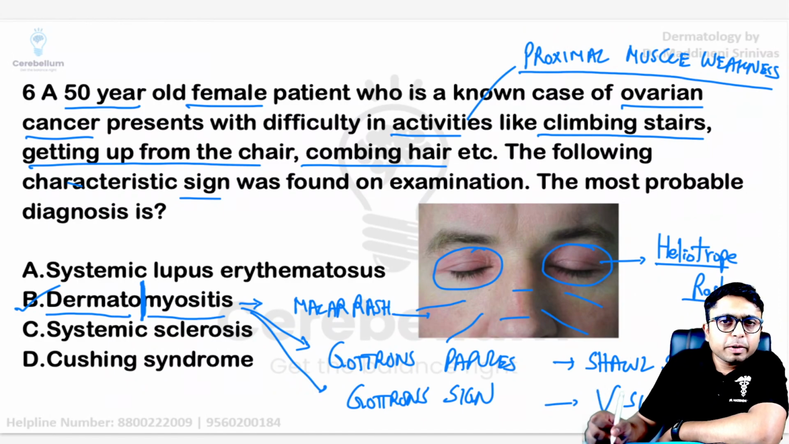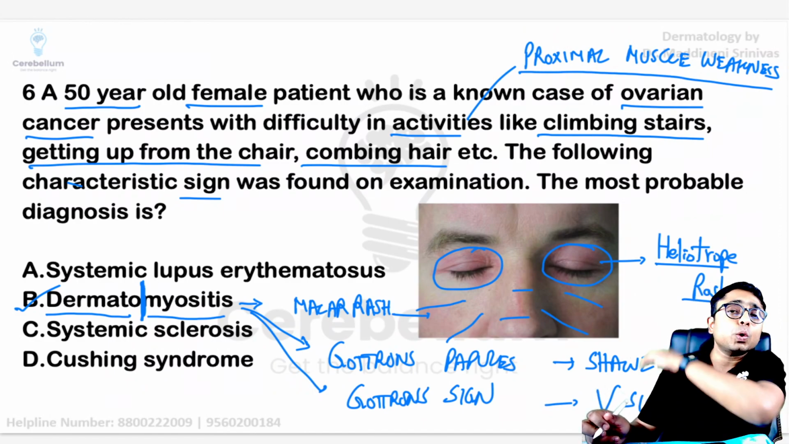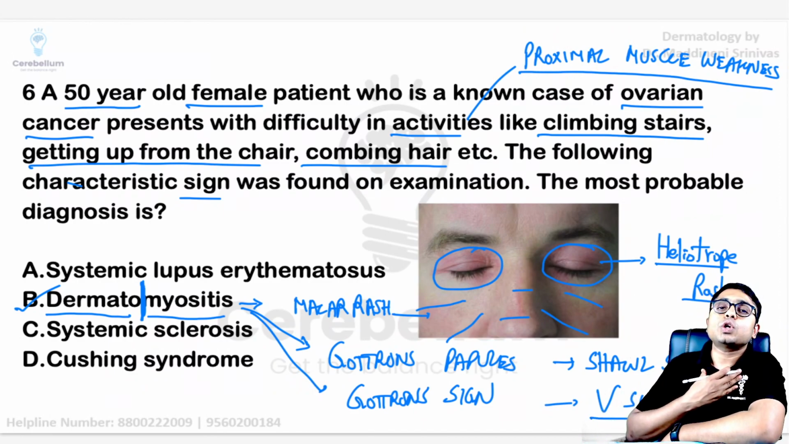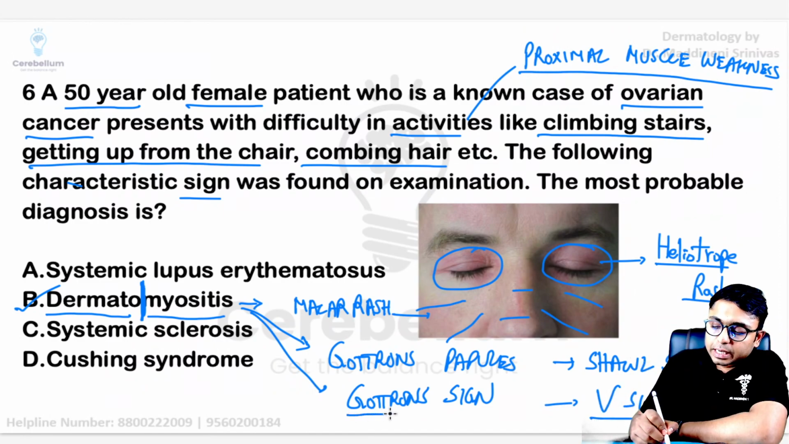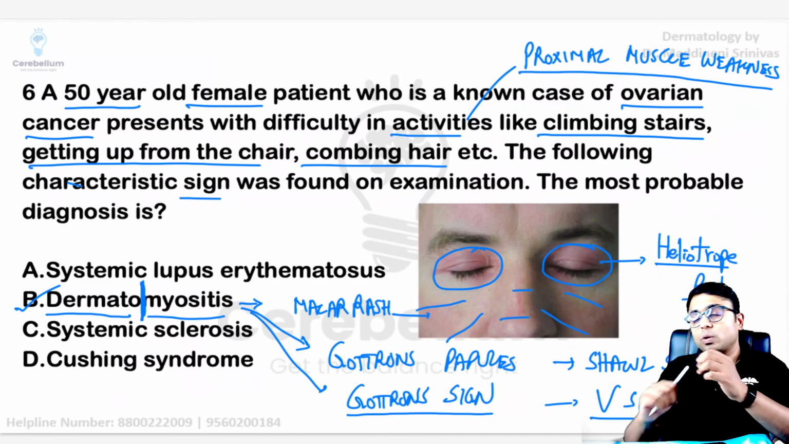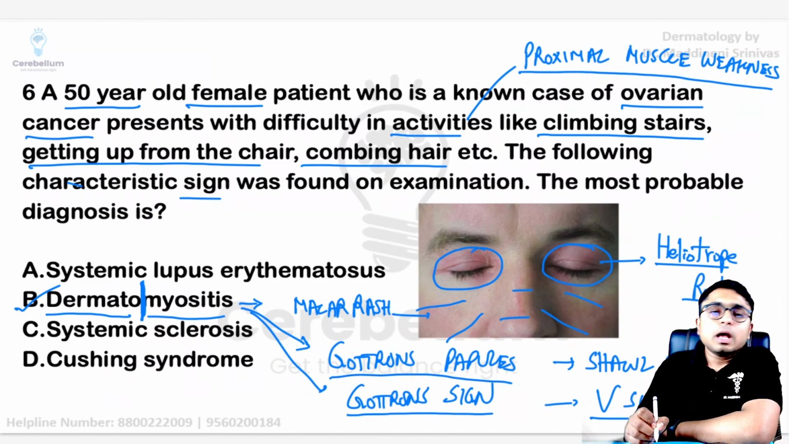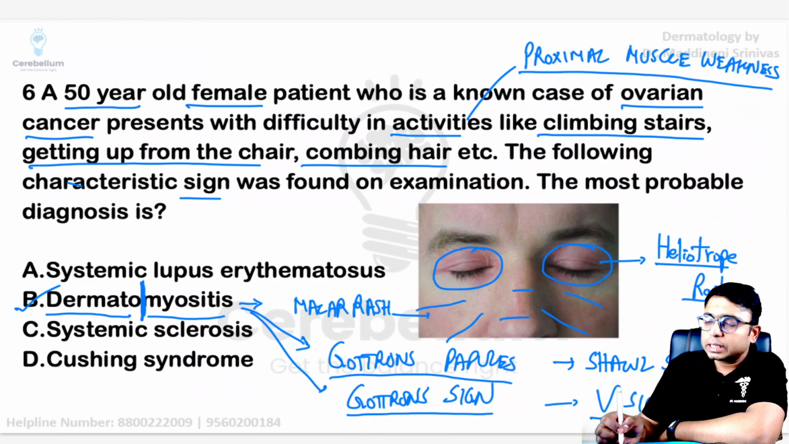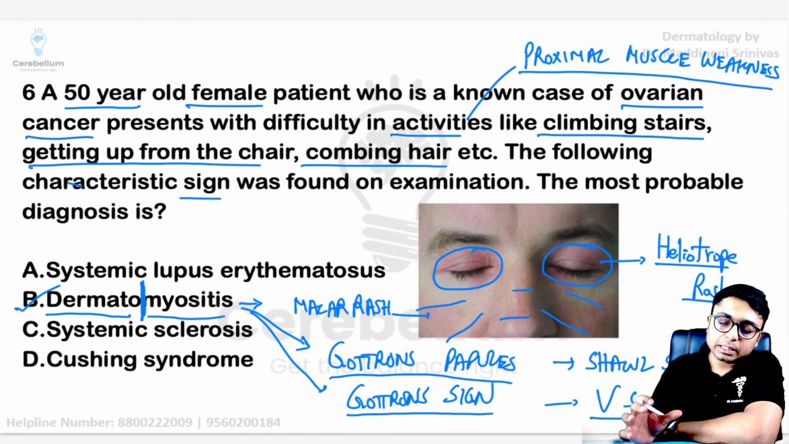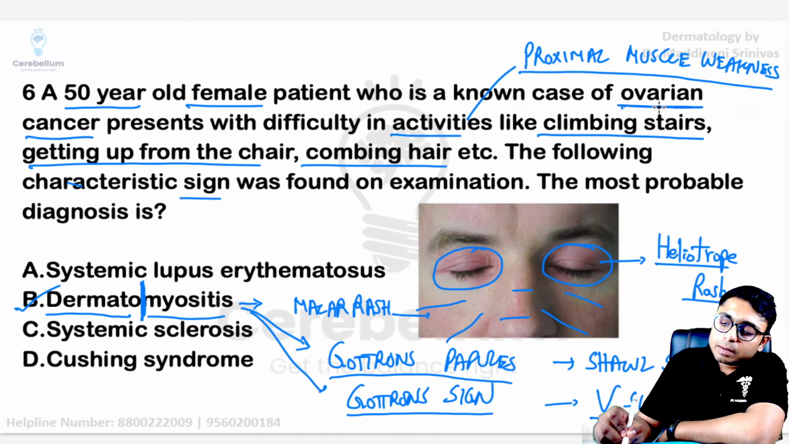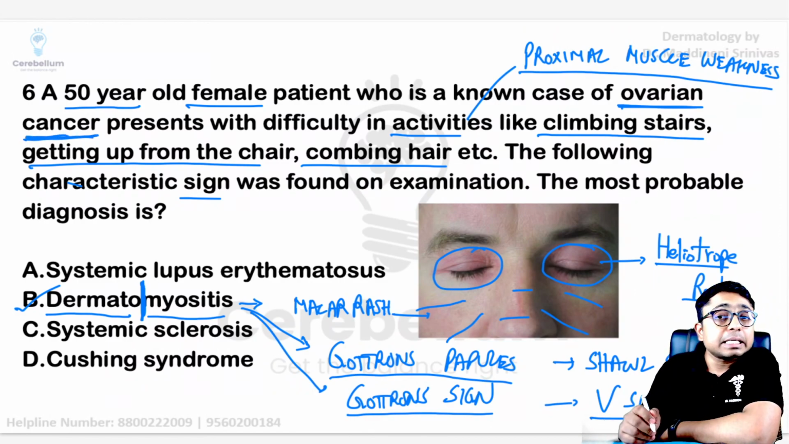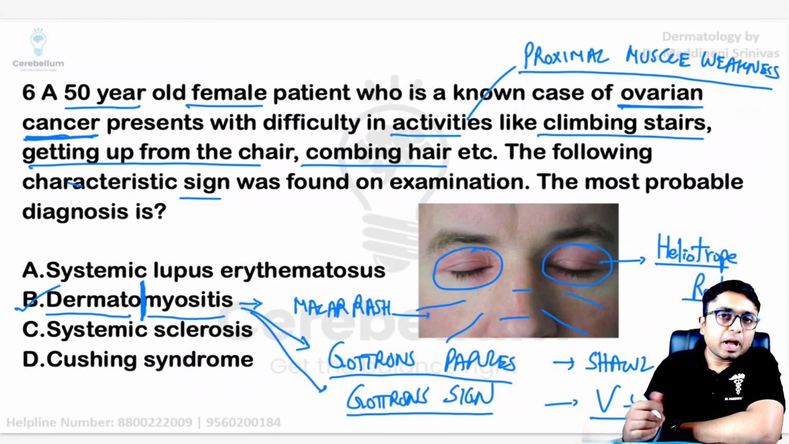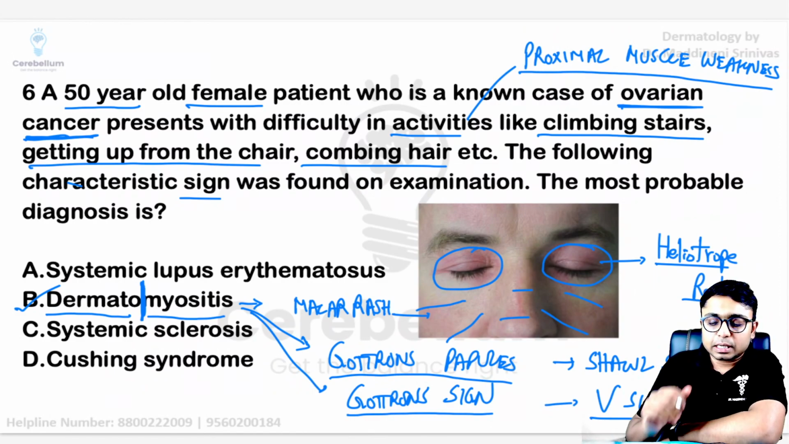So in shawl sign, there is going to be violaceous macular erythema present over the shoulders, and in the V sign, we are going to see violaceous macular erythema present over the anterior chest. In Gottron sign, violaceous macular erythema will be present over the knuckles, and in the Gottron papules, along with the violaceous macular erythema, papules will be present over the knuckles. Okay, so these are all the named manifestations which we can see in dermatomyositis. So why is this history of ovarian malignancy given? Please remember, dermatomyositis is a connective tissue disorder which can have an underlying malignancy, which can be associated with the underlying malignancy. So that is the reason why it is given.